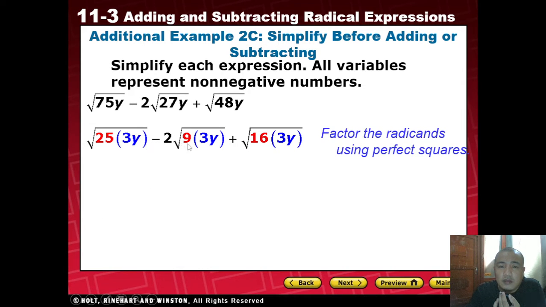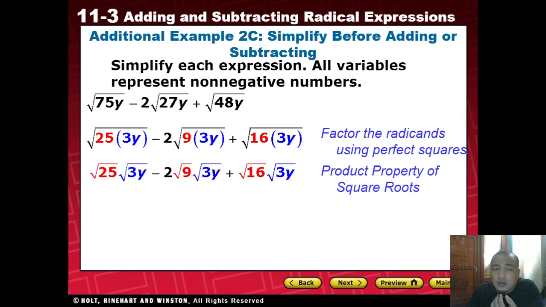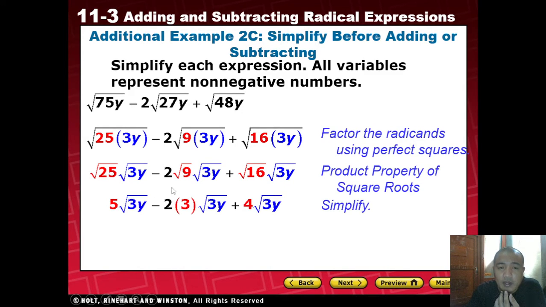Okay, I think we will obtain like radicals here. We have the same radicand 3y, so we can now factor by the product property of square roots. Square root of 25 times square root of 3y minus 2 times square root of 9 times square root of 3y plus square root of 16 times square root of 3y. Then simplify. What is the square root of 25? 5 square root of 3y minus, square root of 9 is 3 times 2 is 6 square root of 3y, plus square root of 16 is 4 square root of 3y.